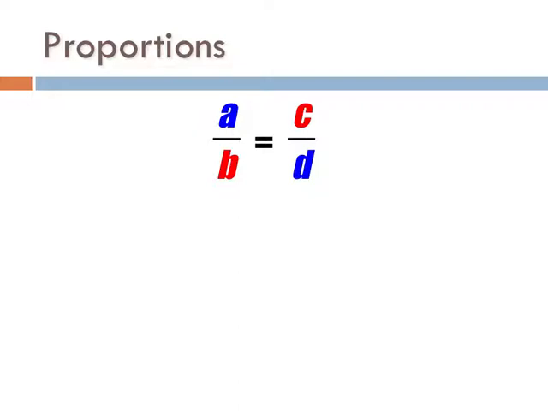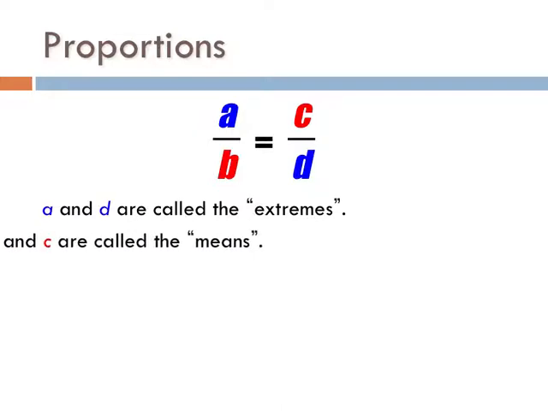Go. Oh, go. Is it because the one diagonal from it, the one the same color, in that case, you multiply it? Ooh, we'll get to that in a second. Cool your jets for a second. The blue ones are called the extremes. The red ones are called the means.